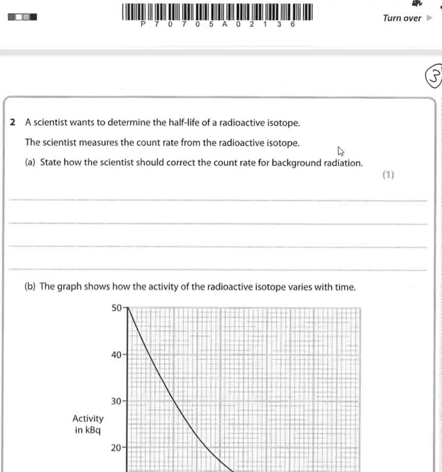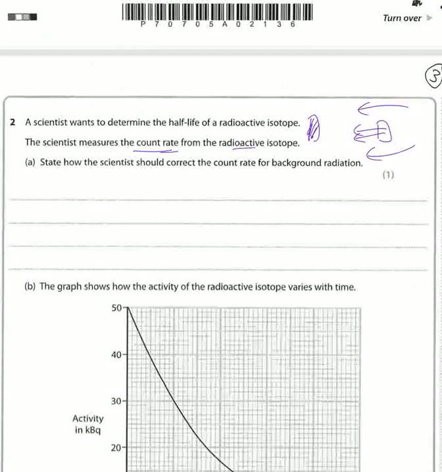Now this one here is straightforward, because what we've done is the scientist is measuring the count rate. Now how can we account for the background radiation? So we know we have background coming up. So let's say we have the source. Now we get stuff from the source as well as from the background. Now what's happening is this person here is measuring the count rate from the radioactive isotope, but it's also getting everything else as well.